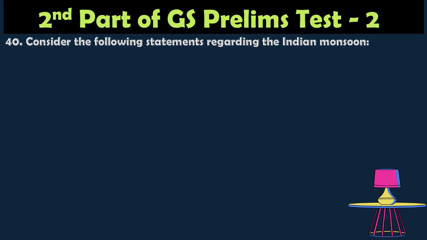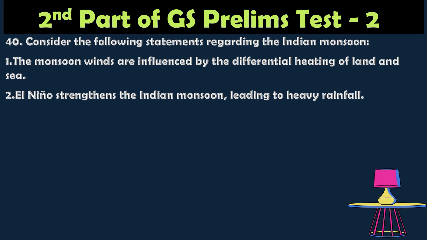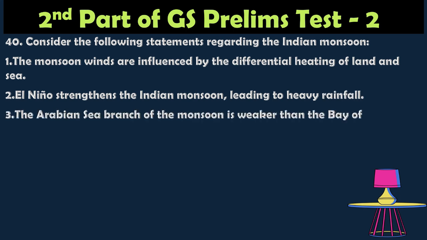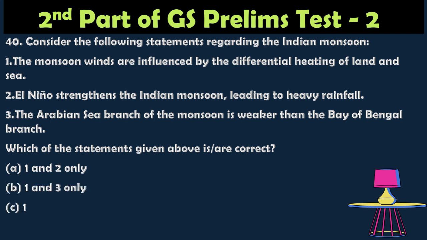Question number 40. Consider the following statements regarding the Indian monsoon. One, the monsoon winds are influenced by the differential heating of land and sea. Two, El Nino strengthens the Indian monsoon, leading to heavy rainfall. Three, the Arabian Sea branch of the monsoon is weaker than the Bay of Bengal branch. Which of the statements given above is correct? Option A, 1 and 2. Option B, 1 and 3. Option C, 1 only. Option D, 1, 2 and 3.